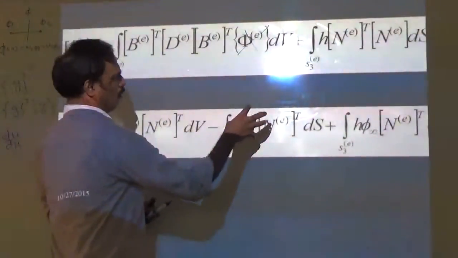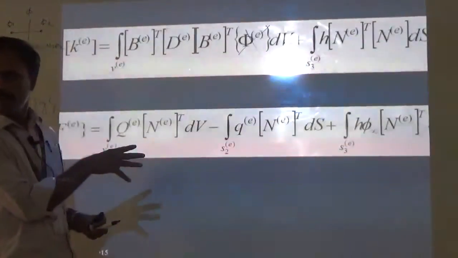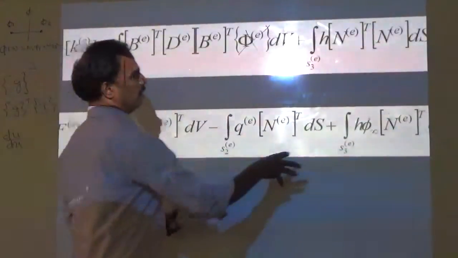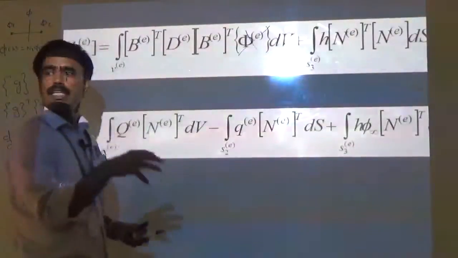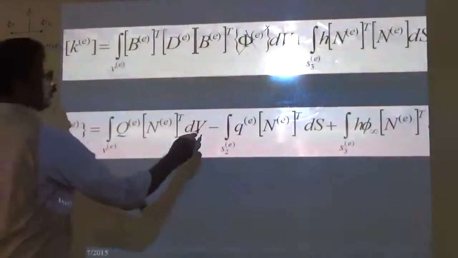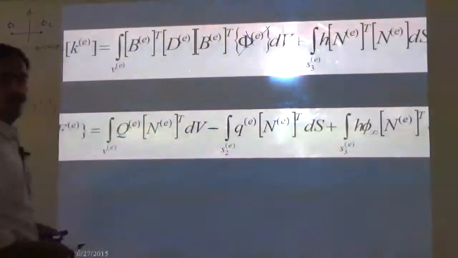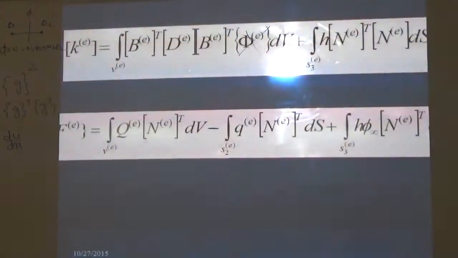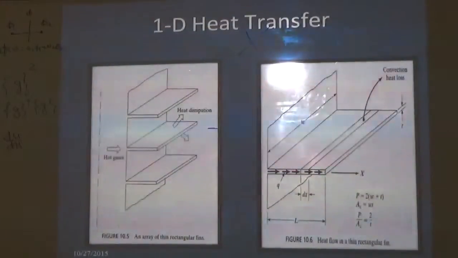Then this is the load vector due to heat flux supply. But this one is the load vector due to convection. This has got three terms. Maybe you just need to note down this sign convention, that's very important. Now let's apply this for a one-dimensional heat transfer problem.